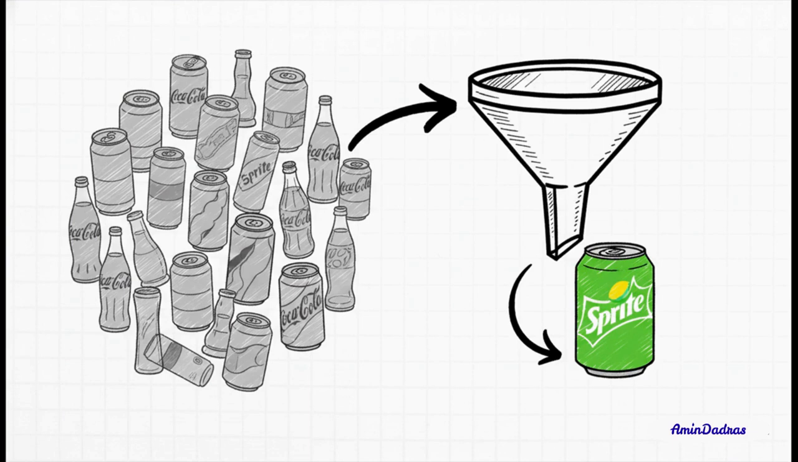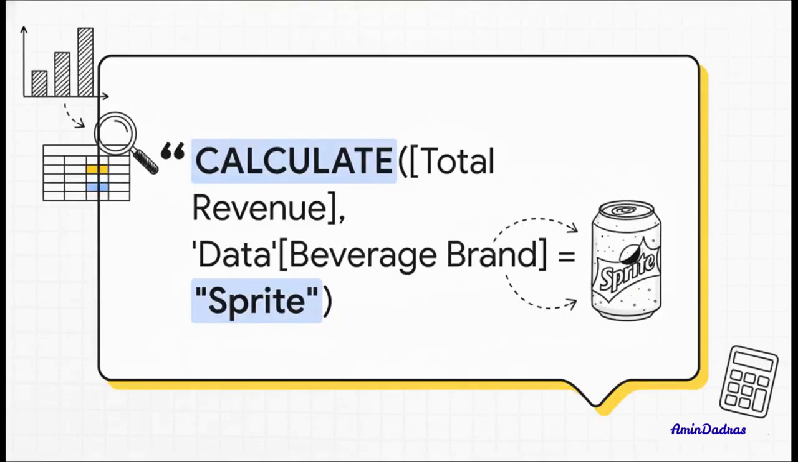Out of all that total revenue we found earlier, how much of it came from just one brand? Let's just use Sprite as our example. So here's how CALCULATE works. First, you give it a measure you've already created, in our case, total revenue. Then, for the second part, you give it a filter, a rule. In plain English, we're basically telling Power BI, hey, I want you to calculate the revenue, but only for the rows where the beverage brand is Sprite.